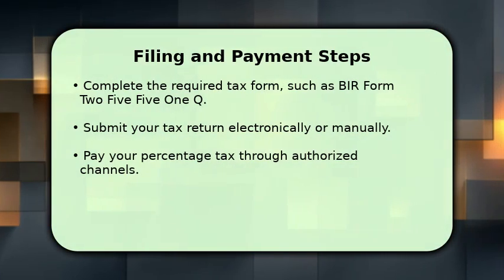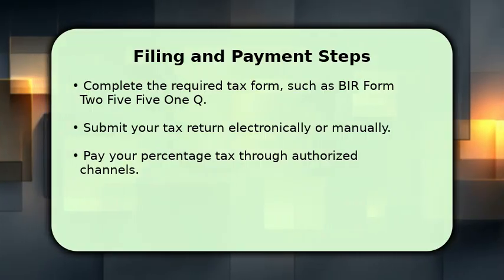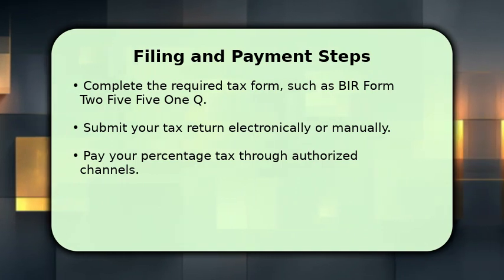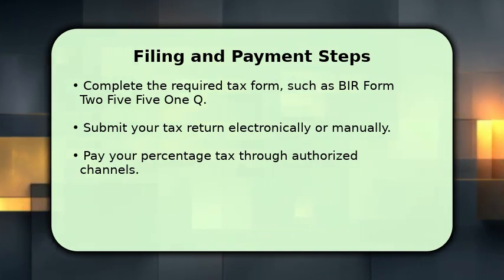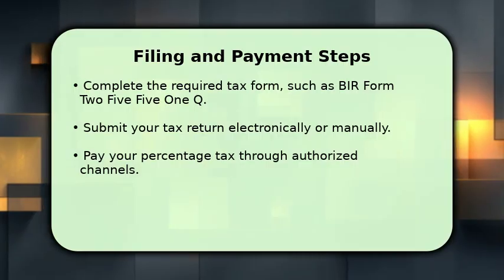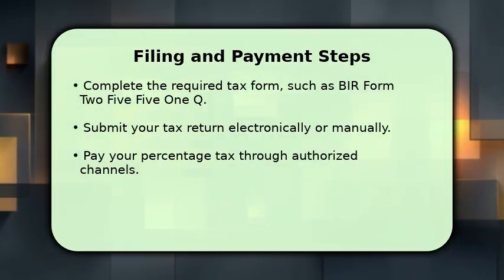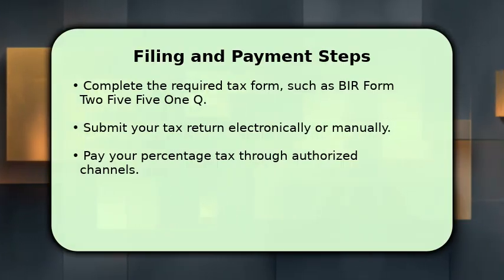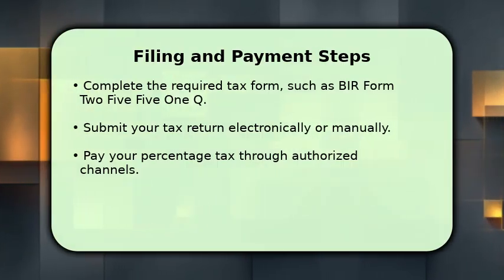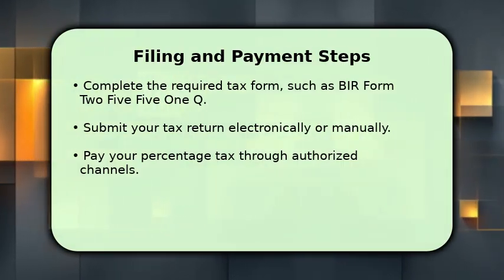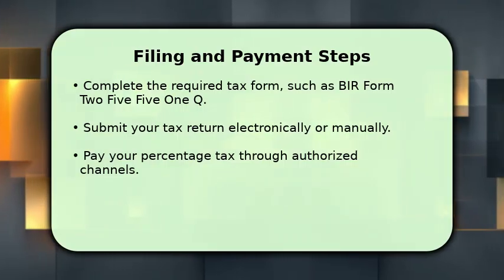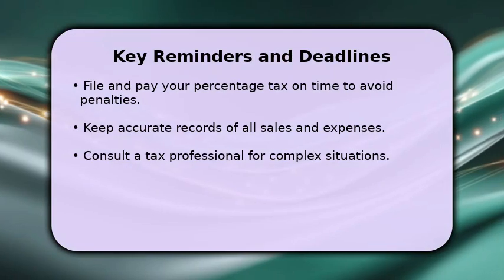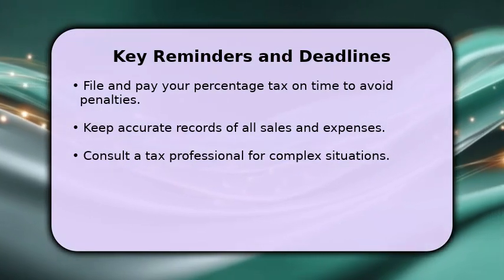With your tax amount calculated, it's time to file and pay. Carefully complete the required tax form, ensuring all details are accurate. You can submit your percentage tax return either electronically through the BIR's online platforms or manually at an authorized agent bank or revenue district office. Make sure to pay your tax through authorized payment channels, such as accredited banks or online payment facilities, to ensure proper crediting. To ensure a smooth process, remember these key points.